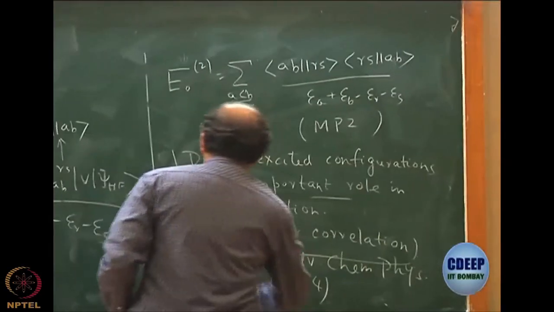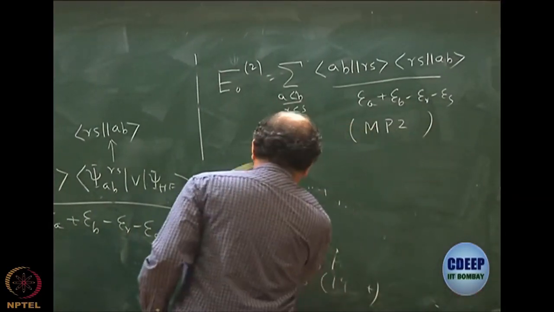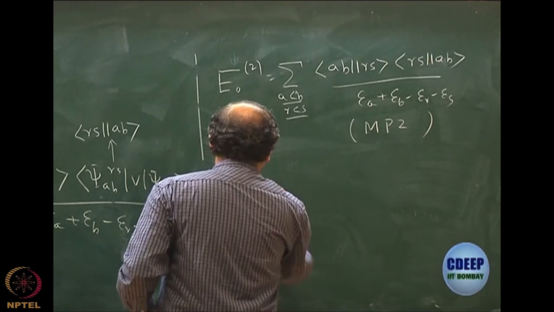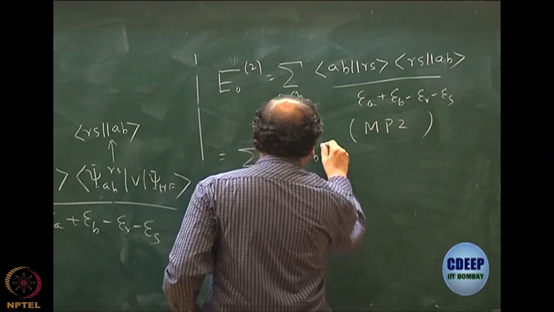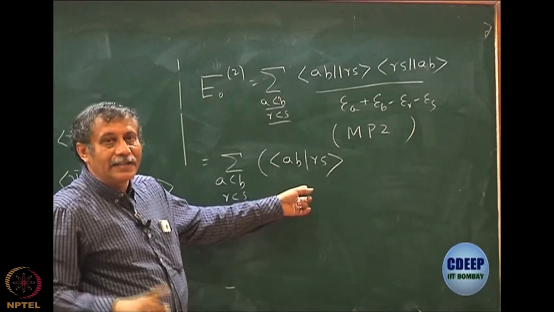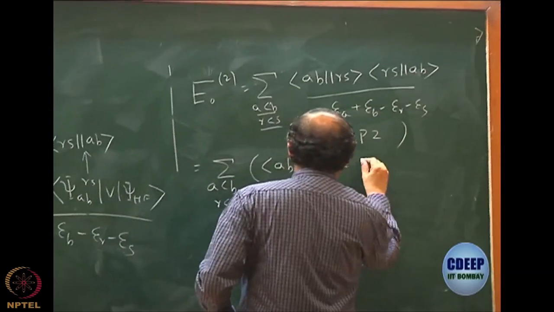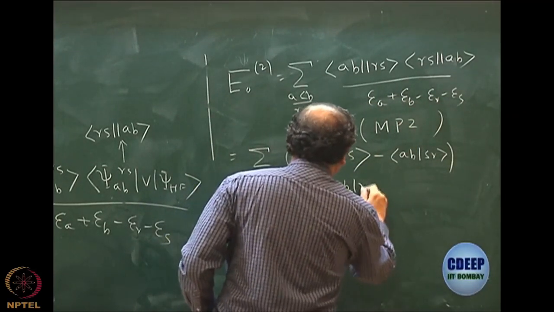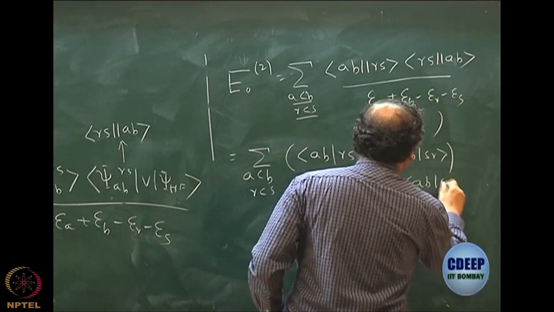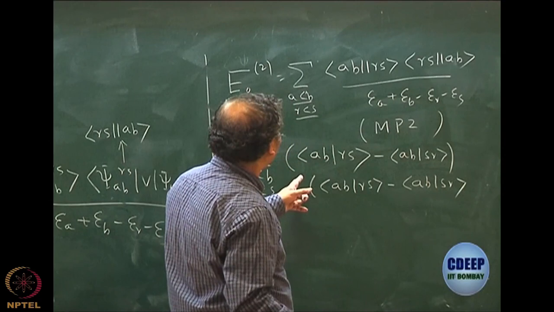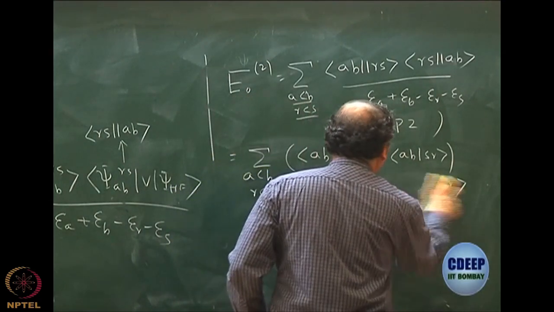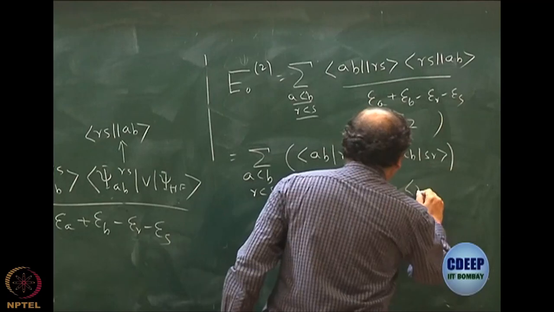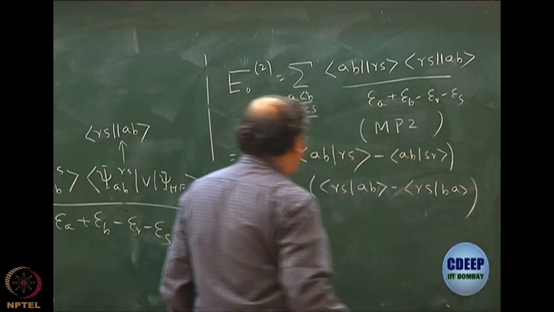Of course, if you write this, each of the terms has to be expanded in the following manner. So you have A less than B, R less than S. Then each of these will be ABRS. I am now writing only one bar, and when I write one bar, it is a regular integral. ABRS minus ABSR, into the same ABRS minus ABSR. What happened? Oh, RSAB. That's okay, they are identical. The integrals are identical. But it is better to write it this way because we all use real orbitals. So RSBA or whatever.